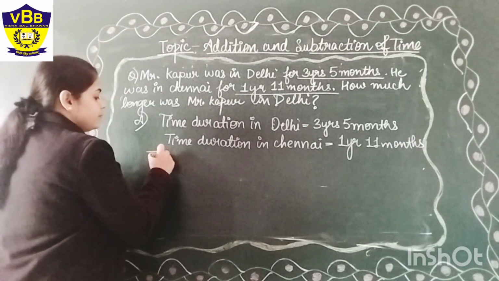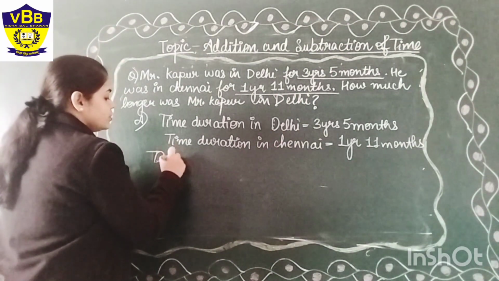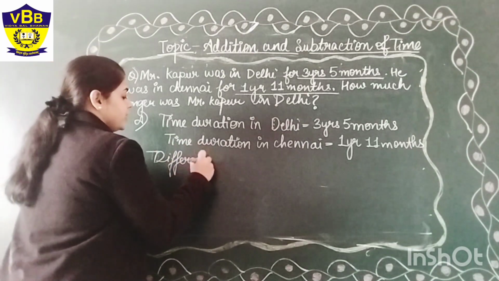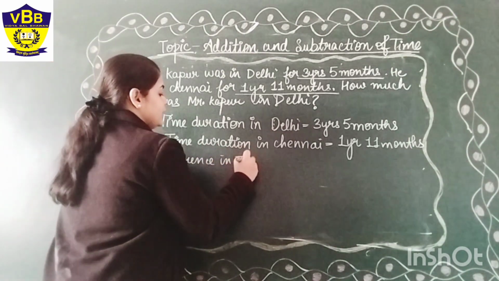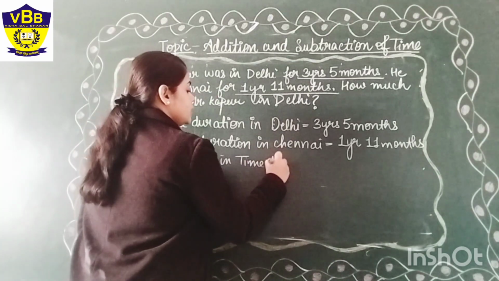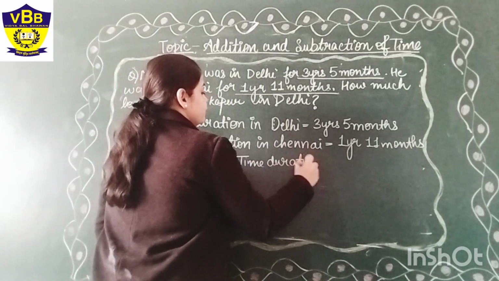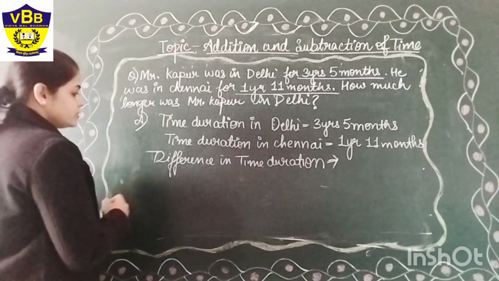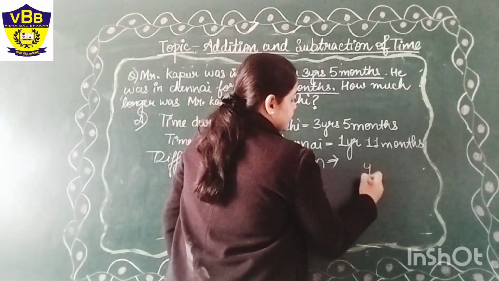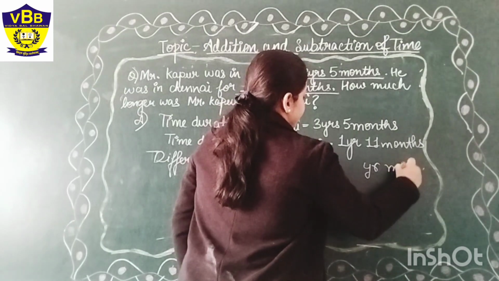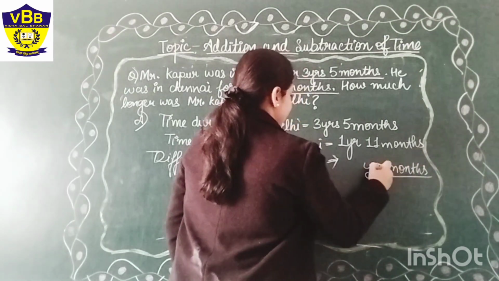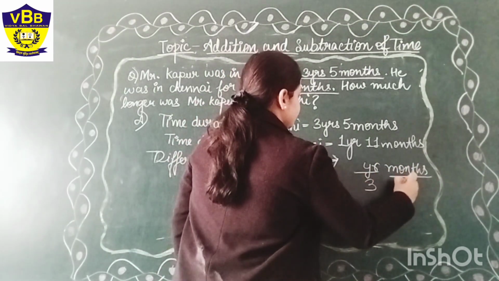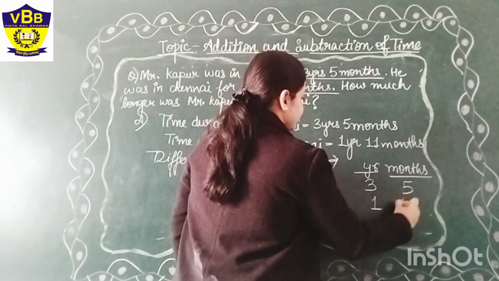So, the difference in time duration will be, what will we do here? We will do the subtraction. How to do the subtraction there? Again, we will make separate rows of years and months. 3 years, 5 months, 1 year, 11 months.